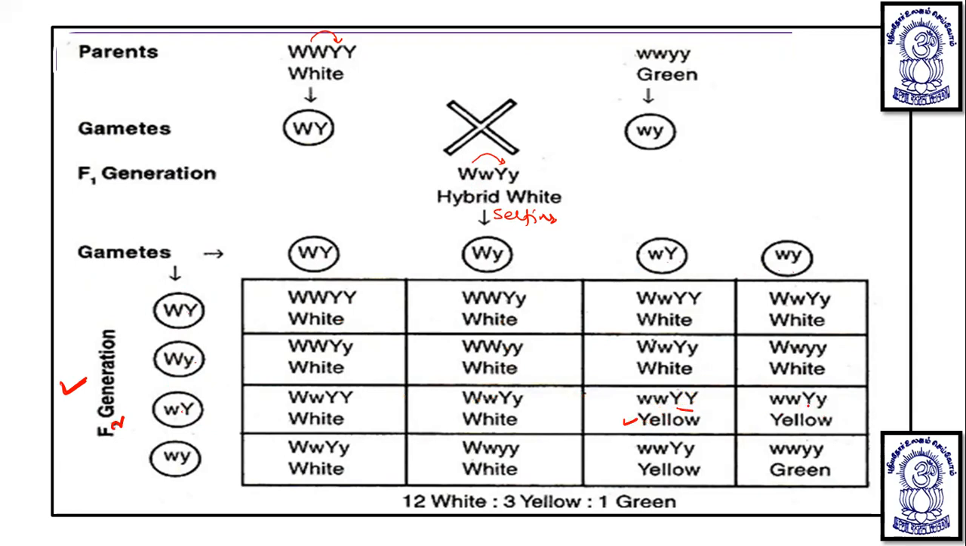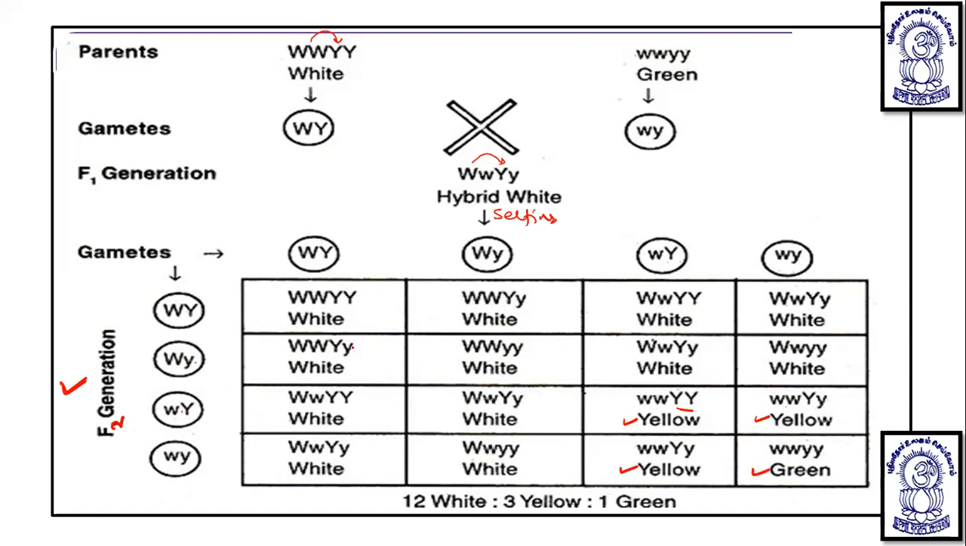Same way here also, when the Y is in dominant form without the epistatic gene in the dominant form, when the epistatic gene is recessive and the Y gene is expressing, that also produces yellow. Here also it is going to be produced yellow. But when the Y gene becomes recessive, it is going to produce green.